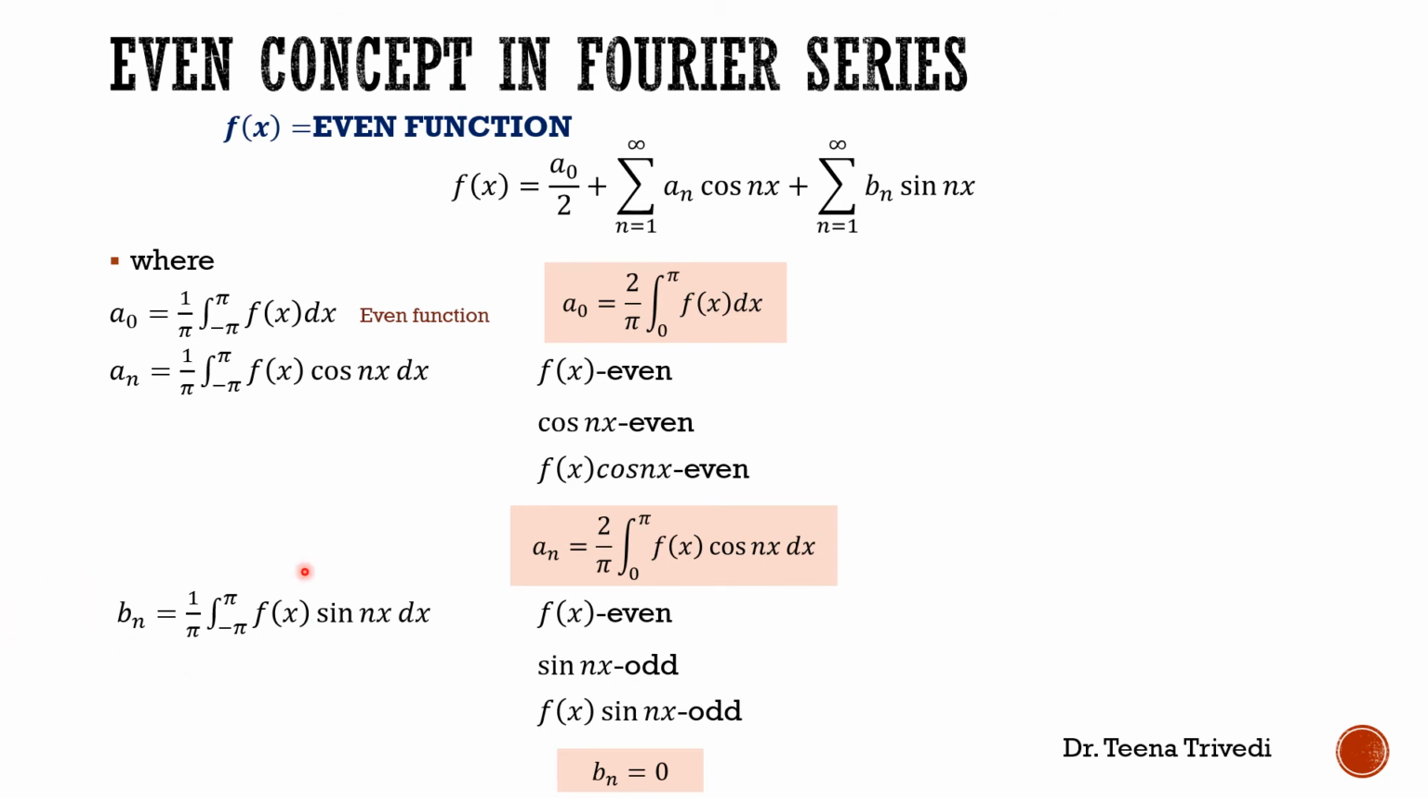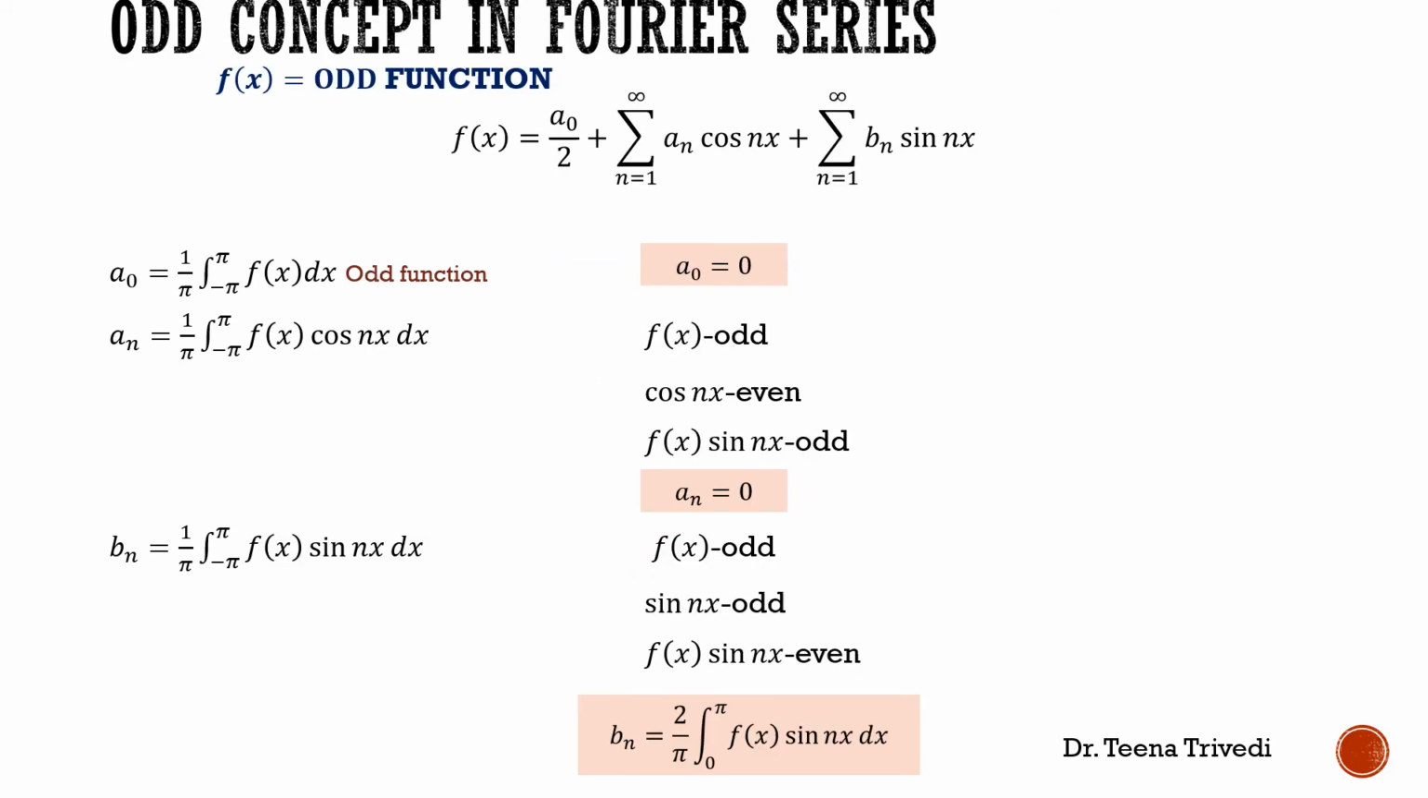Okay, when we find the bn value, you can see f(x) is even, but sin nx is an odd function. So when you multiply an even function and an odd function, the resulting function will be odd, and that's why the value of bn is directly equal to 0. Because your left-hand side of the function is the negative of the right-hand side, your resultant integral will be 0. Now the odd concept in a Fourier series.